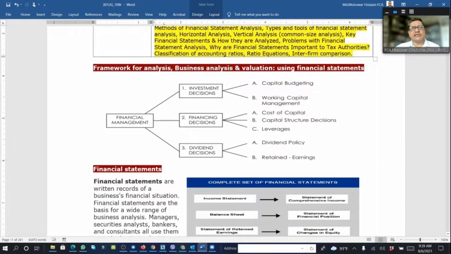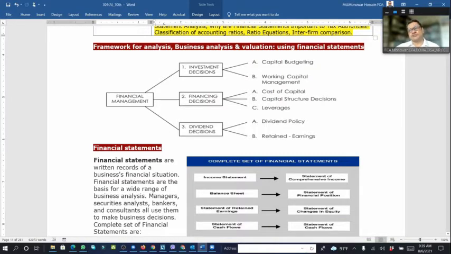If we see here, the framework for business analysis and valuation using financial statements, in our corporate finance and everywhere, we have to manage the finance, and financial management is the component. It has 3 components: investment decision, financial decision, and dividend decision. Investment decision depends on capital budgeting and working capital management. Capital budgeting is for the long term, more than 1 year, and working capital management is the short term, within 1 year, for operational purpose.